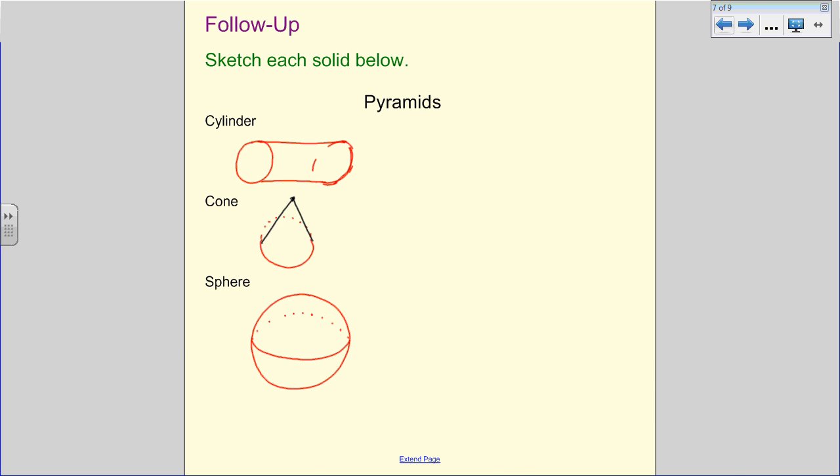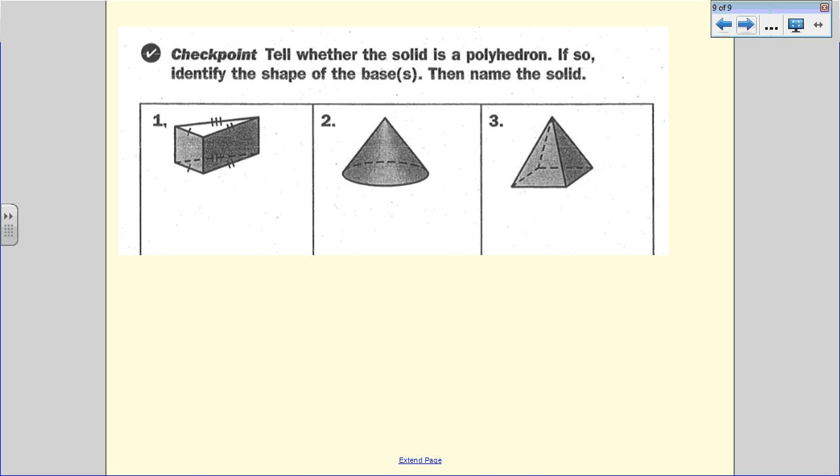Okay, so you guys got a couple to do on your own. Let's take a look at the checkpoints. Tell whether it's a polyhedron. If so, identify the shape of the base or bases and then name the solid. So for number 1, I'm going to have you guys do this one on your own. You have some examples to look back at in your notes, so find that in your notes. Number 2, you should be able to find that in your notes, but think back to your definitions. Number 3, so this isn't on your own, you should be able to look back and name those, and then use your definition of a polyhedron. Number 3, we will do together.